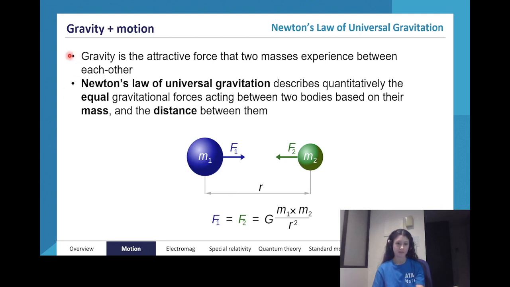Gravity is the attractive force that two masses experience between each other. And Newton's law of universal gravitation describes quantitatively the equal gravitational forces acting between two bodies based on their mass and the distance between them.